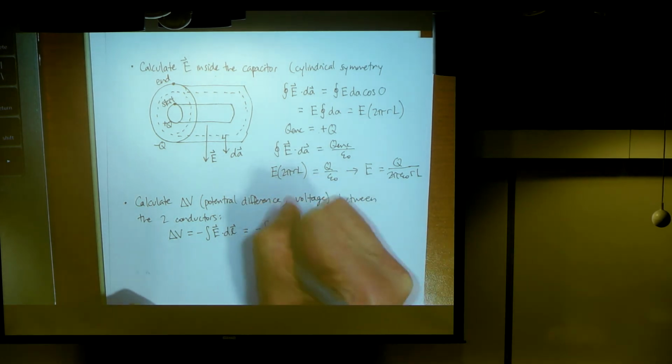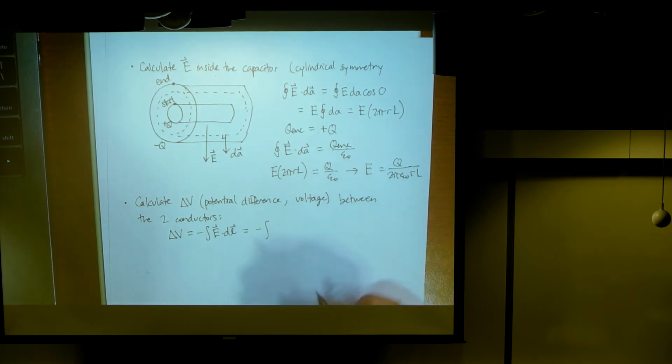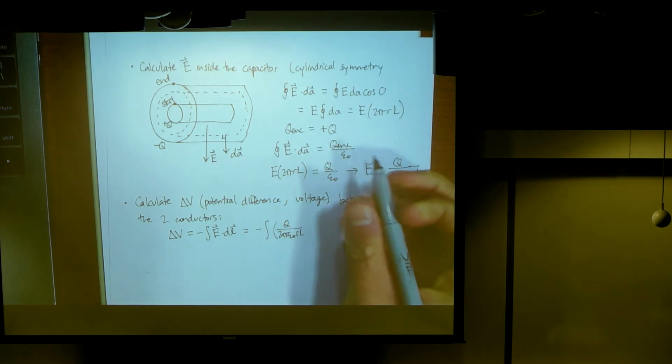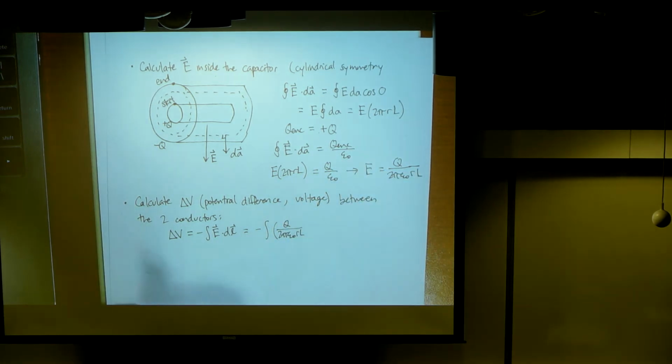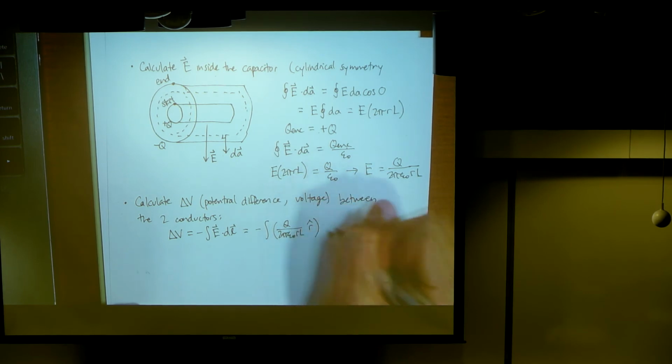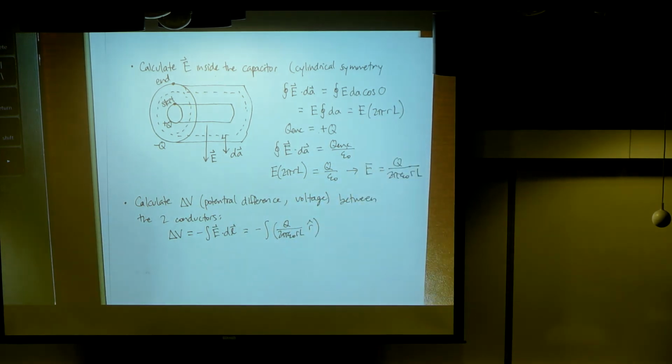What can I say about my E field? I know this is the magnitude of it, right? It's Q divided by 2 pi epsilon naught RL. But if I want to fully express it as a vector, I would include the r hat unit vector, which just indicates that the E field is pointing outwards, right?